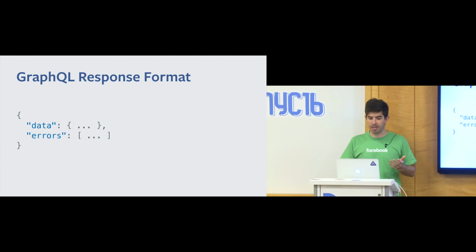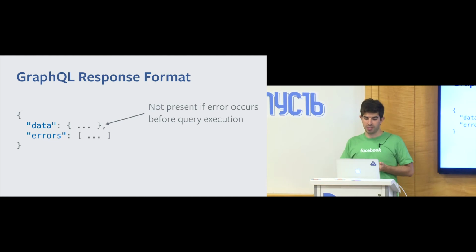So what does that response look like? Well, so far I've been omitting that there is a wrapper around everything. At the root of the response, there's a data object and there's a list of errors. The data object is not present if any errors occur before the query execution. Basically the first step that the GraphQL server does is unpack your query and try to parse it. If it doesn't even get through that, then you won't see data here, you'll just get errors.